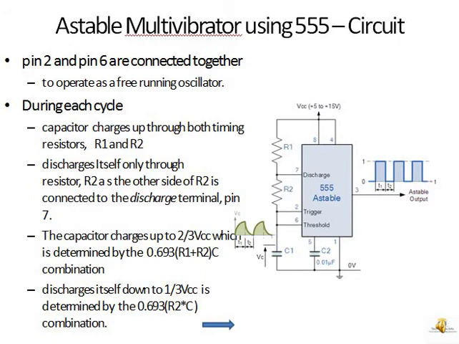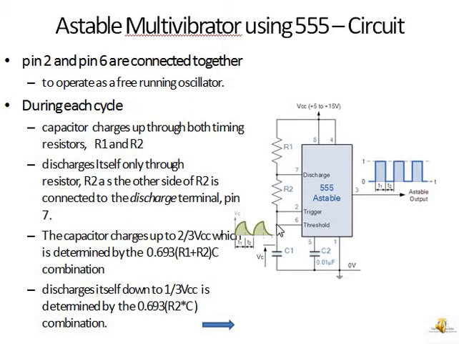Now let us see the astable multivibrator using the 555 IC. The circuit diagram of the astable multivibrator using the 555 IC is shown here. It consists of two resistors and a capacitor connected externally to this 555 IC.